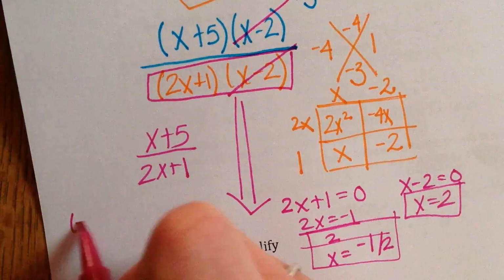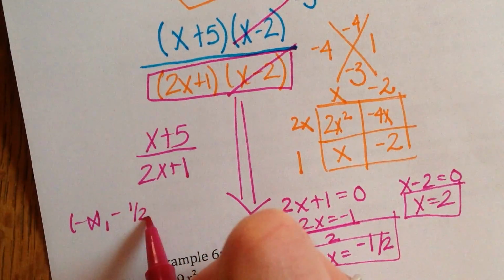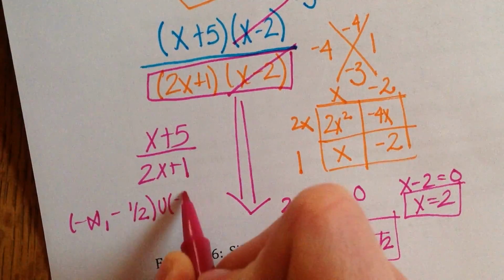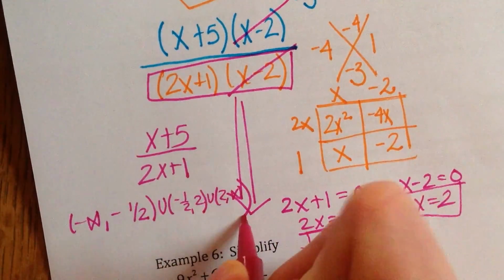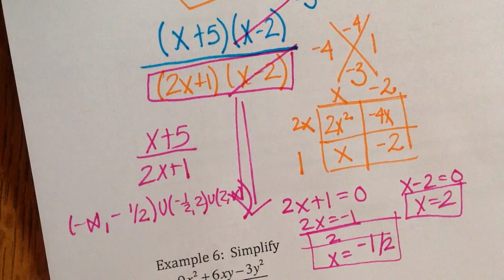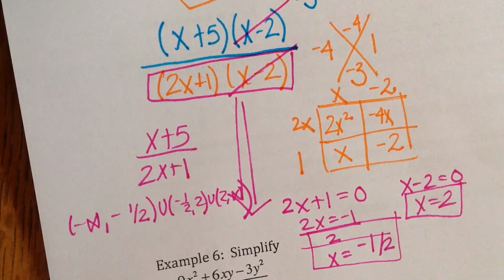So I would be negative infinity to negative 1/2 in union with negative 1/2 to 2 in union with 2 to infinity. Okay. At any point, please stop, pause, rewind, rewatch certain of the parts of the video to make sure it makes sense to you.